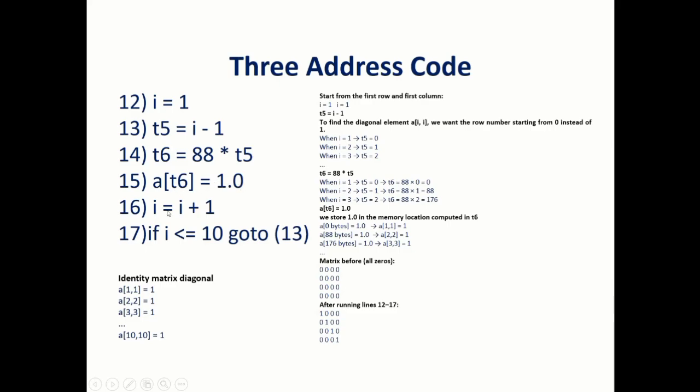Then I value is incremented by 1, that is I equal to I plus 1. Then it checks the condition I less than or equal to 10. If the condition is true, the entire statement is executed. That is, line numbers 12 to 15 are executed. Before, in the matrix, all the numbers are 0. After running lines 12 to 17, you will get the diagonal matrix 1 0 0 0, 0 1 0 0, 0 0 1 0, 0 0 0 1.